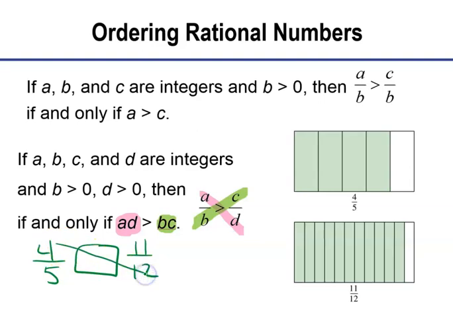4 times 12, we know is 48. Again, we don't know what sign to put here yet. 11 times 5 is 55. Now, turns out 55 is greater. Notice when we started, you do greater than with the one you started with, right? 11 times 5 is 55. Since 55 is greater, that means I put a greater than sign here.